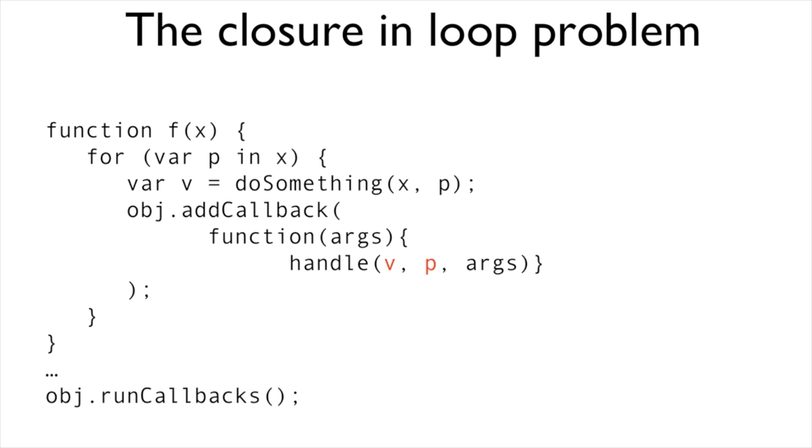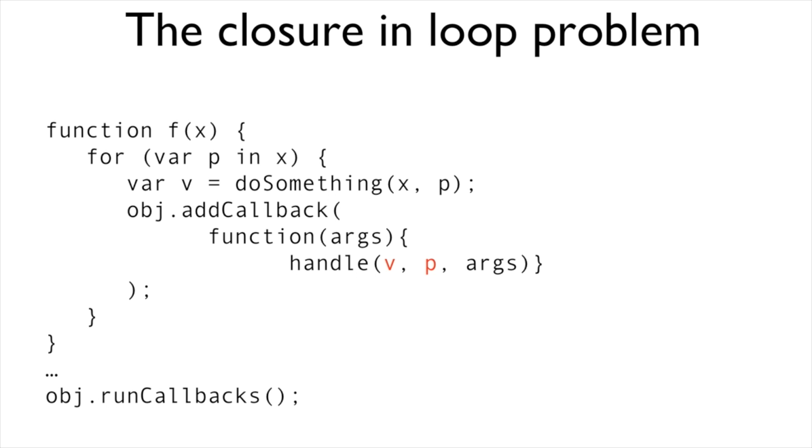And basically what we have here is a for-in loop, and in this loop, a callback is being associated with some object, and that callback is passed as a function object, a closure, and that closure references two variables here, v and p, that are defined by the loop. And down here at the bottom, where you can't see very well, all those callbacks are being called.